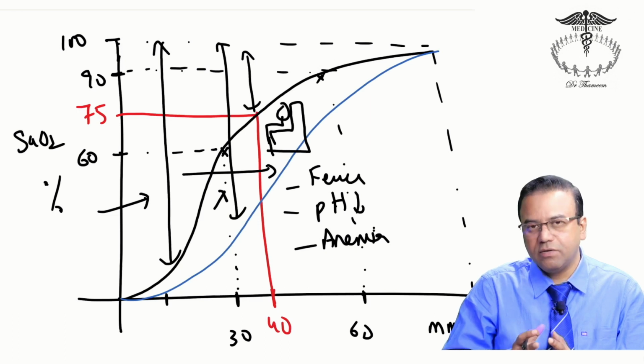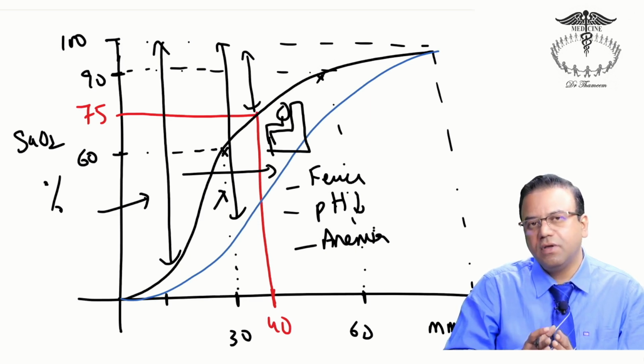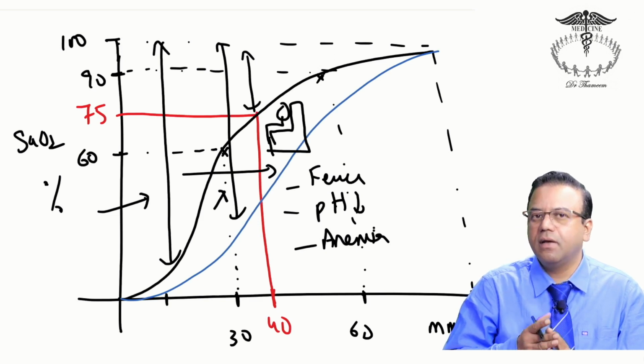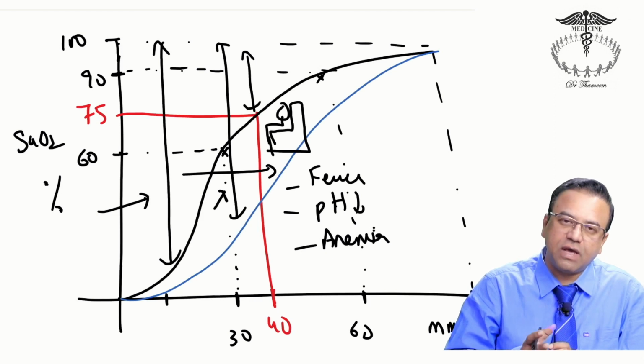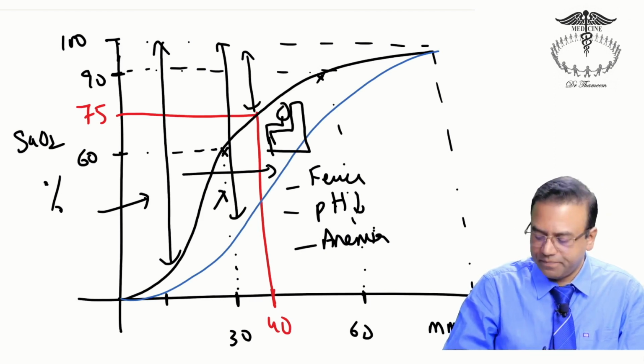Then what are the conditions where you see more left shift in the oxygen dissociation graph? If hemoglobin F is high, methemoglobinemia is there, carbon monoxide poisoning is there, or alkaline pH is there. These are all conditions where a left shift can occur in the oxygen dissociation graph.